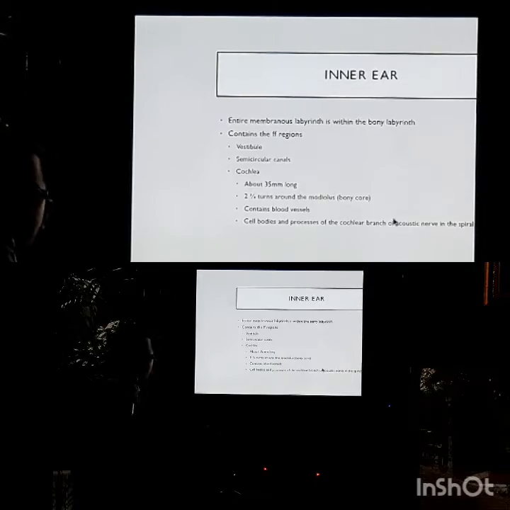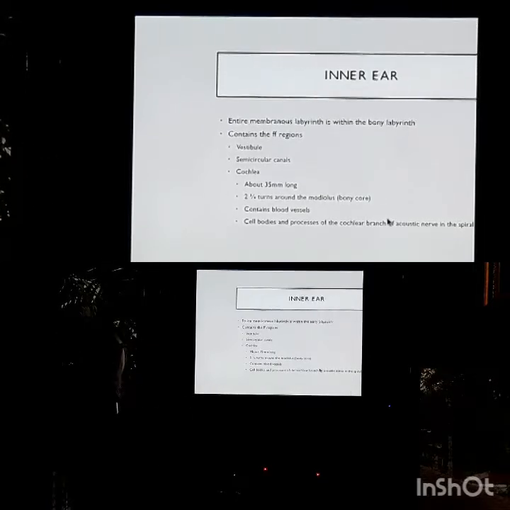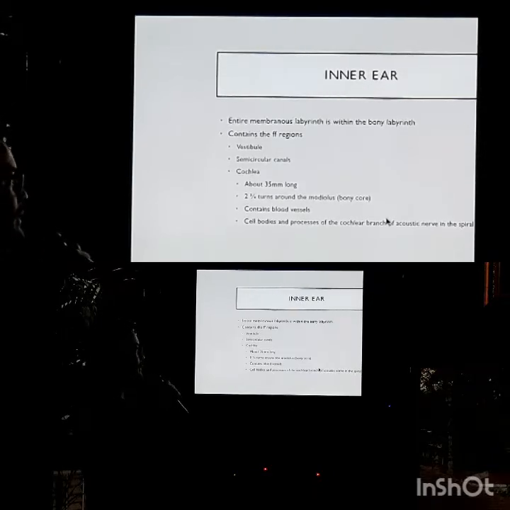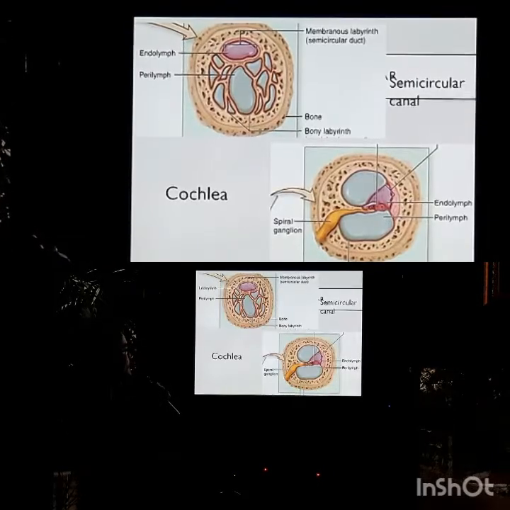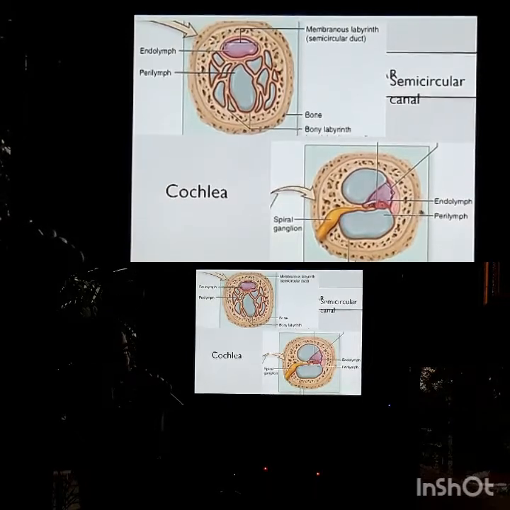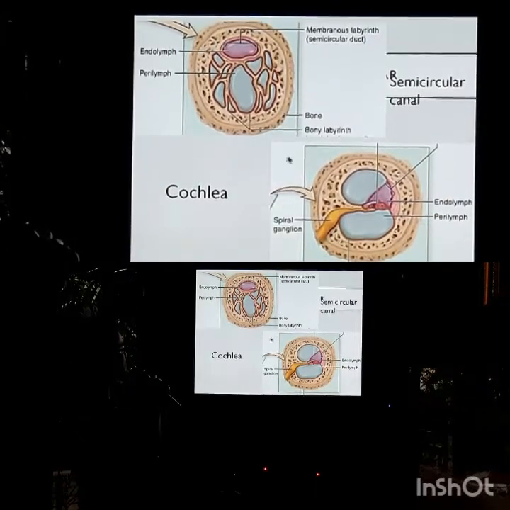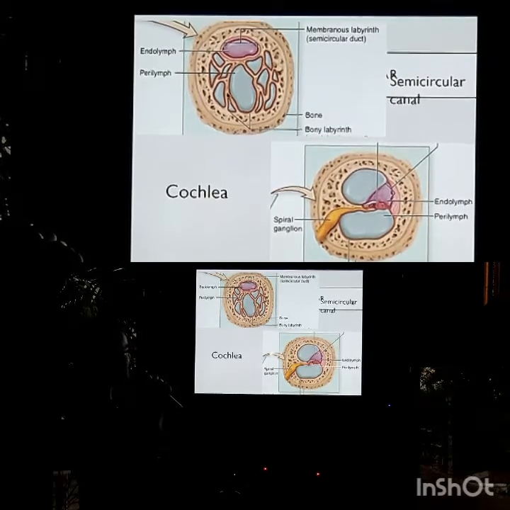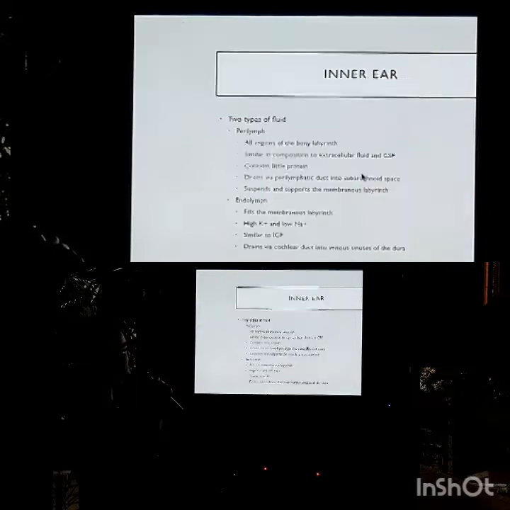The acoustic nerve is what nerve? It is the cranial nerve number 8. Okay? The acoustic part, or the cochlear part. So here is a diagram. This is to show that the bony labyrinth completely envelopes the membranous labyrinth. Okay? Bony labyrinth completely envelopes the membranous labyrinth.